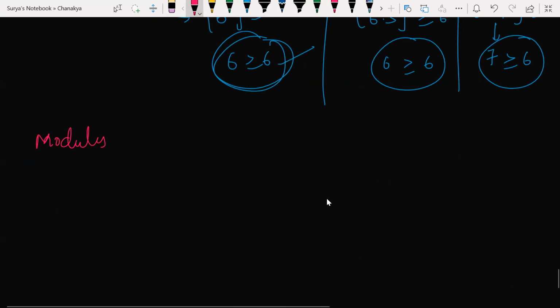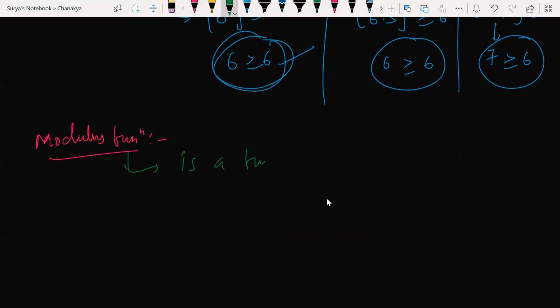Now next we'll talk about the modulus function, beta. What is that? Modulus function. Yes, modulus function is a function which gives me an absolute value of the number or the variable.